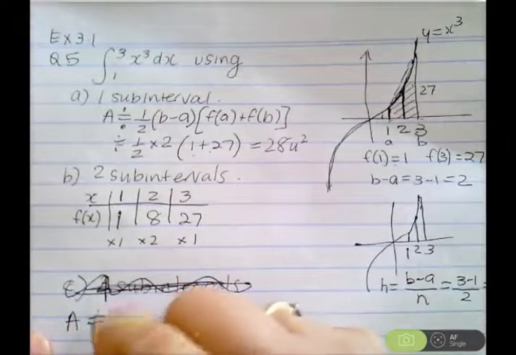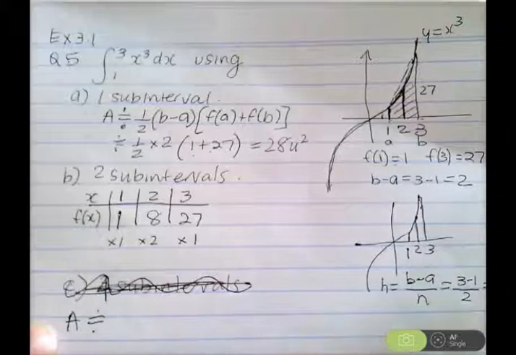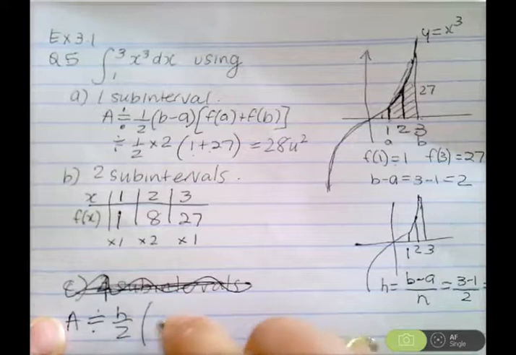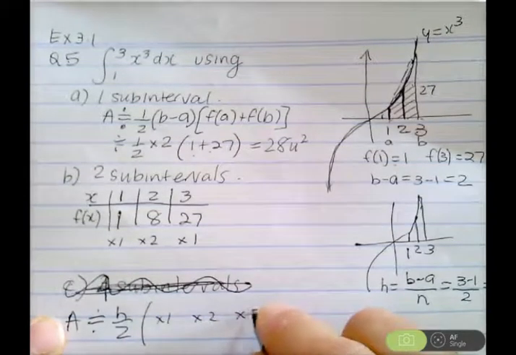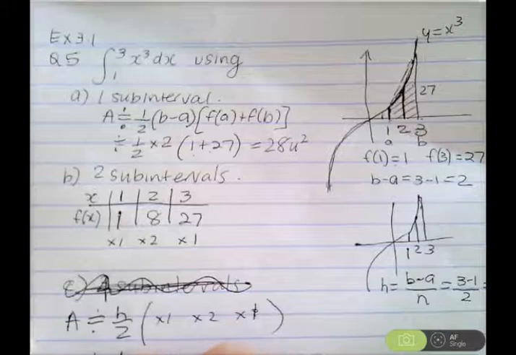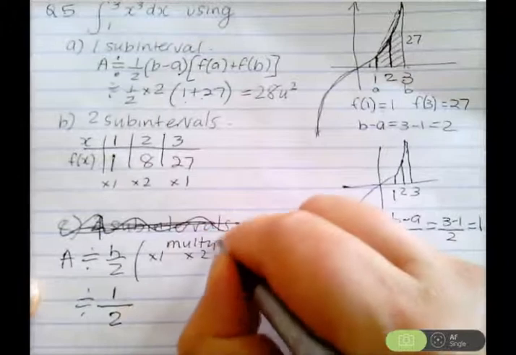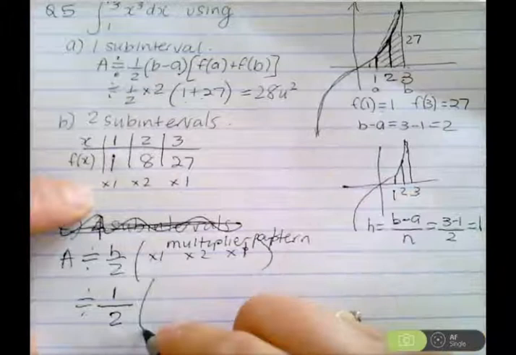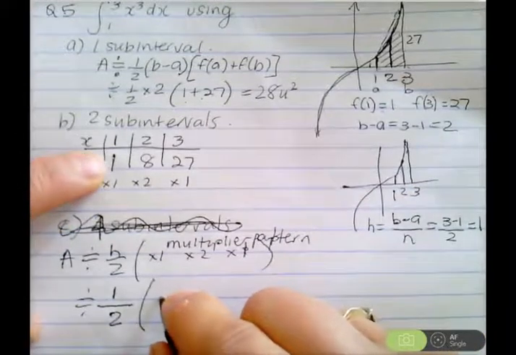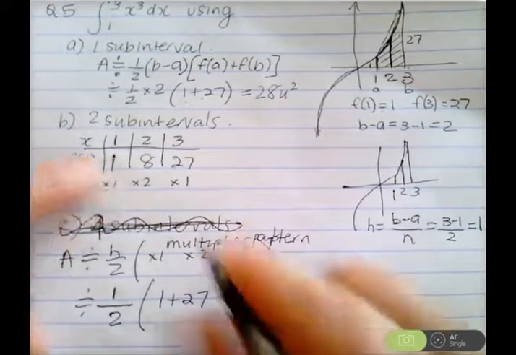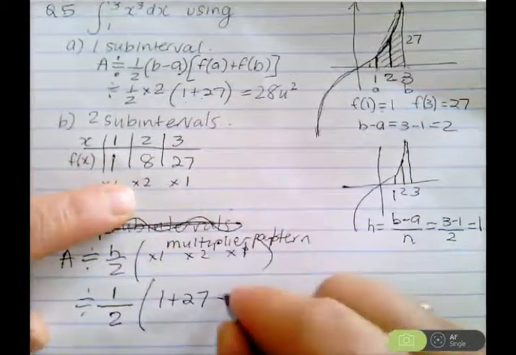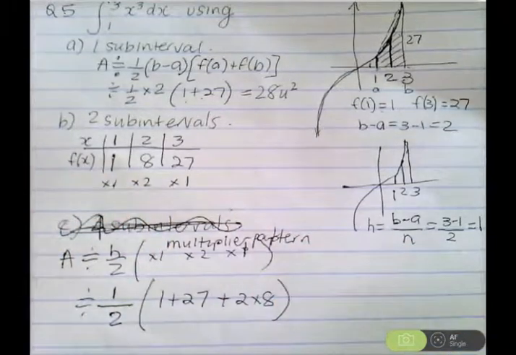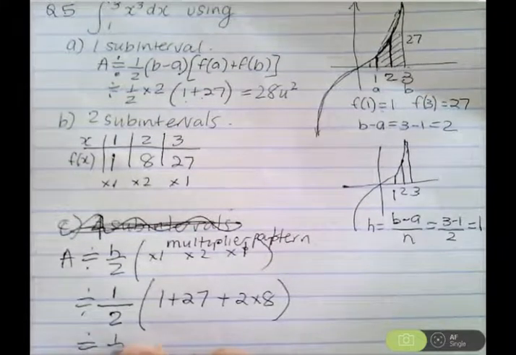So therefore, the area is approximately equal to, the formula is h on 2, and then your multiplier pattern. So it's h, which is 1 on 2, and then I'm going to write the multiplier pattern. So what you do is 1 times which ones? Don't you just do 1 plus 27? See how you're doing 1 times that one, 1 times that one, plus 2 times 8. You got that? So it's a half.